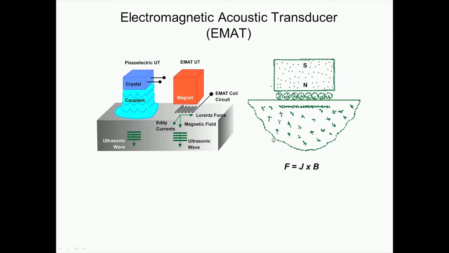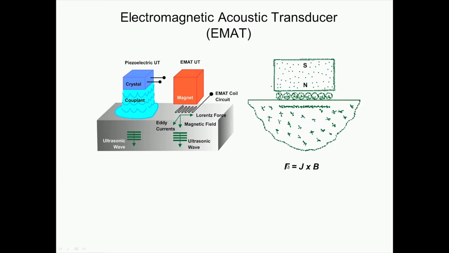That Lorentz force is given by this particular equation, wherein F is the force, B is the magnetic flux density which is provided by this magnet, and J is the induced current density. So, due to this induced current and the presence of an external magnetic field, this force will be generated.